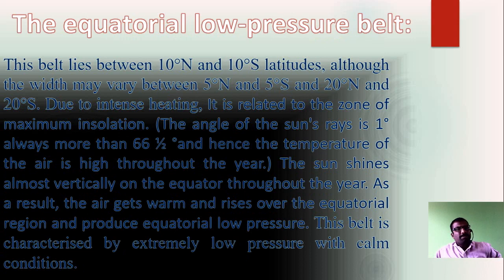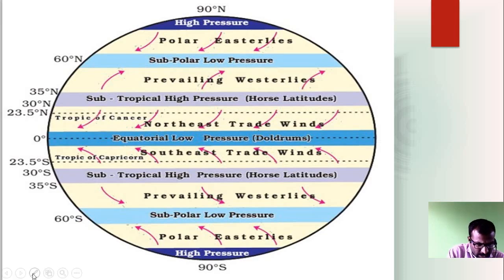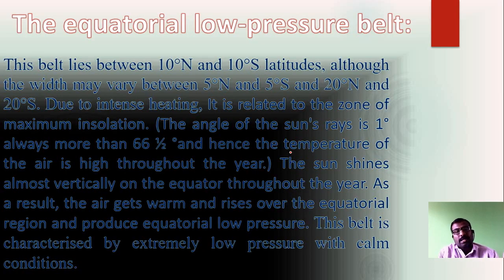Equatorial low pressure belt. This belt lies between 10 degrees north and 10 degrees south. On this diagram, this is the equatorial low pressure belt area. This red line is the equator, and the equatorial pressure belt area extends from 10 degrees north to 10 degrees south latitudes. Although its width may vary between 5 degrees north and 5 degrees south, and 20 degrees north and 20 degrees south, due to the intense heat. It is related to the zone of maximum insolation. This area receives the maximum insolation on Earth, so it extends up to 20 degrees north and south latitudes.